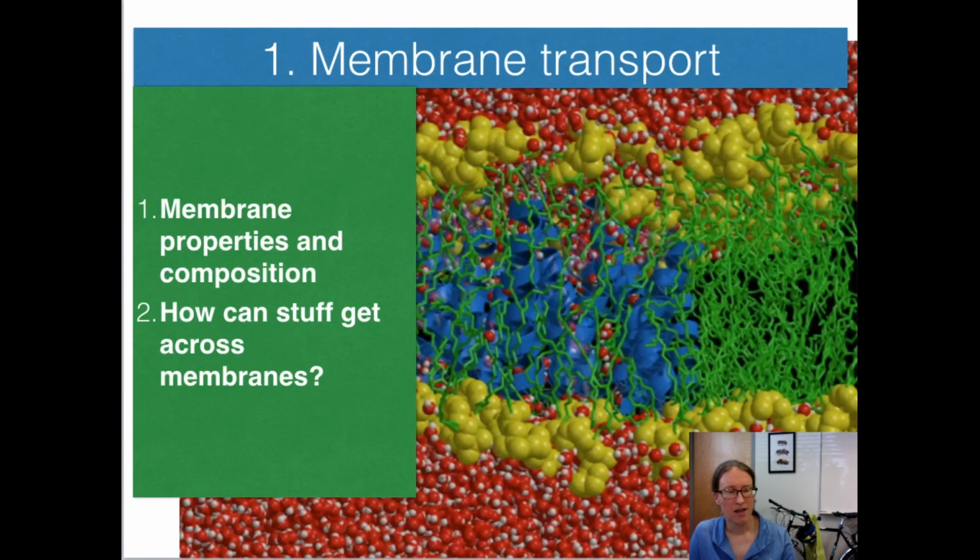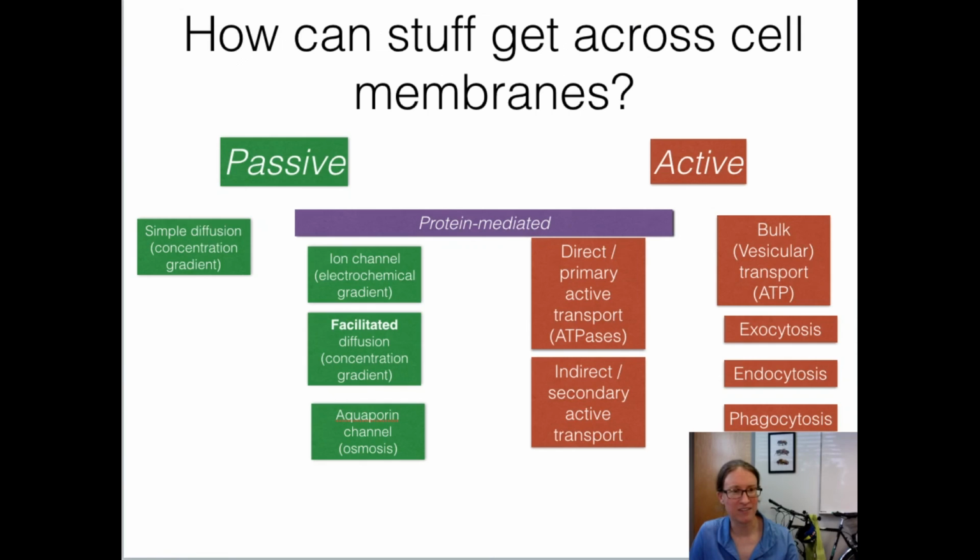Okay, so that is our overview of how stuff can move into and out of cells, membrane transport. And so, just to recap again, things can move passively down their concentration gradient, either through simple diffusion or by protein or carrier-mediated transport, or substances can be actively transported against their concentration gradient, either through some form of protein pump that uses ATP for energy or in bulk forms.